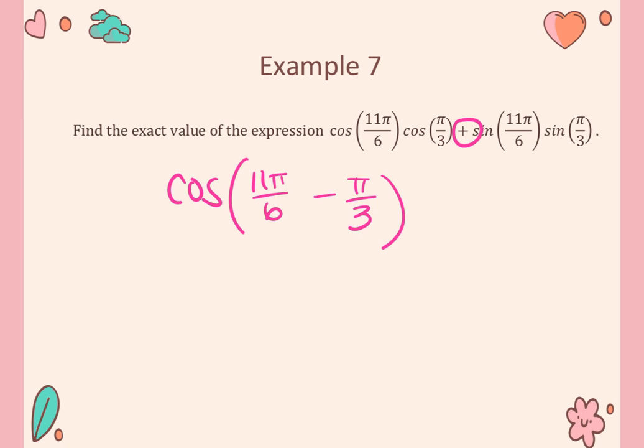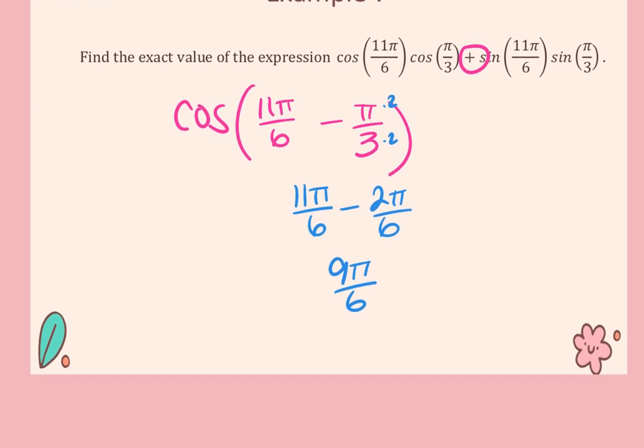So I want to find a like denominator here. I would multiply by 2 and 2. I'd get 11 pi over 6 minus 2 pi over 6, which is 9 pi over 6. Not a unit circle angle, but simplifiable, right? 9 over 6 becomes what? 3 pi over 2, and we are finding the cosine of that angle. What's the cosine at 3 pi over 2? Good.